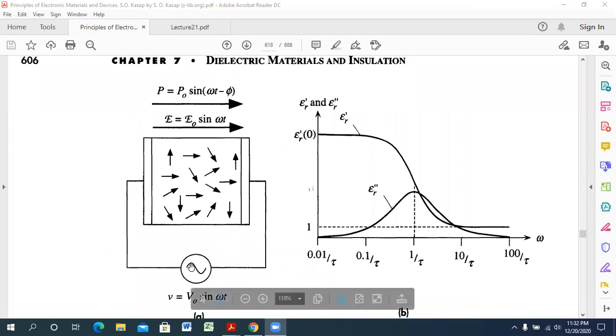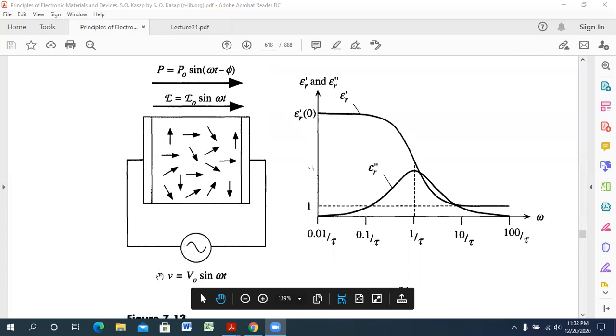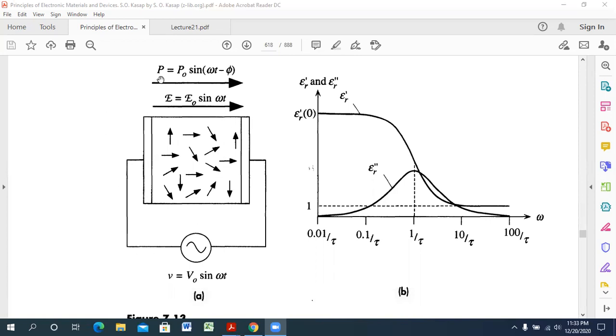Now, look, this one is the molecular behavior of a material. We are applying a voltage V equals V naught sine omega t. So if the supply voltage is V naught sine omega t, then the field E should be equal to E naught sine omega t. Similarly, the polarization P equals P naught sine (omega t minus phi). That one is the phase difference.